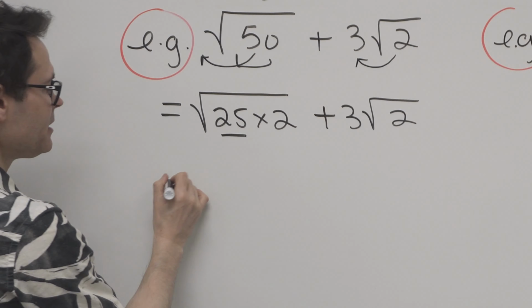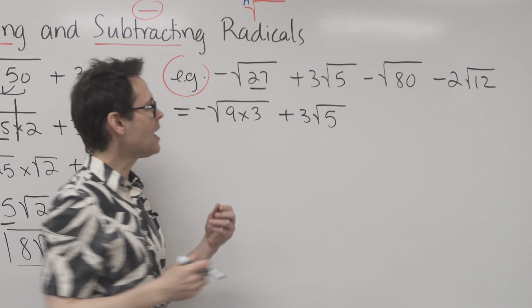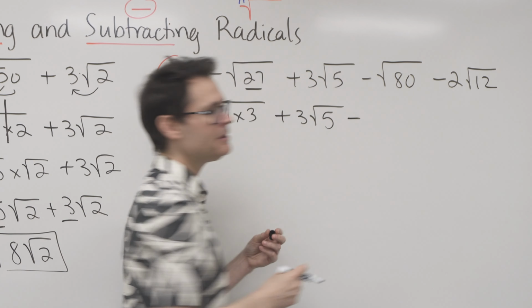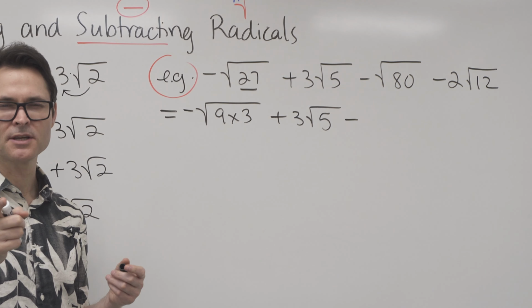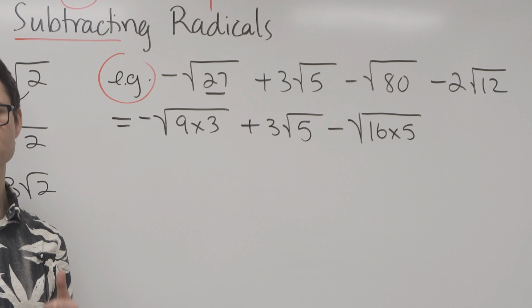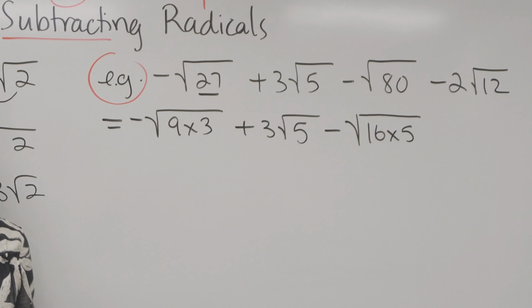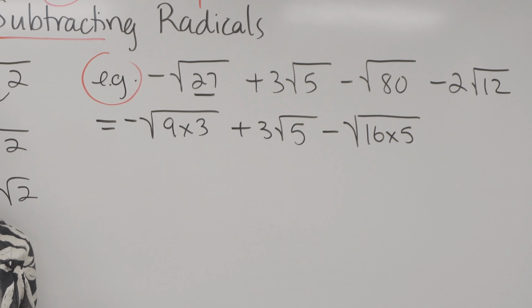And then come to here. There's not much I can do with a 5. You see, 5 is prime. I can't break it down. And go to 80. Does anybody know what the biggest perfect square is that goes into 80? The answer is 16. Yeah. So the square root of 16 times 5. And you can use your calculator usually on tests just to trial some numbers. Eventually you're going to get the right number, okay?